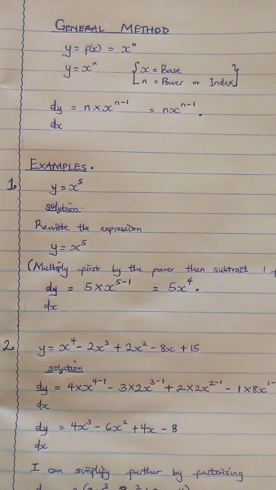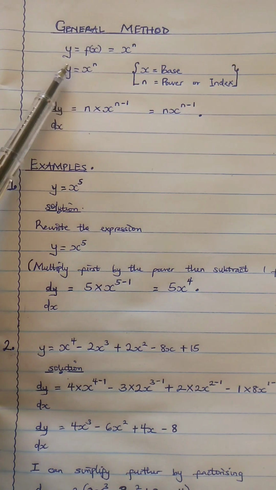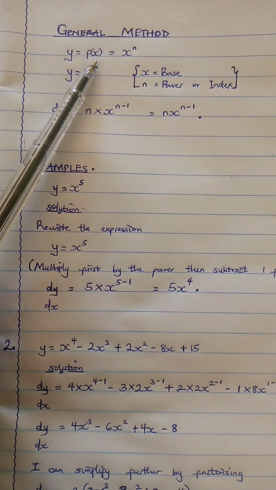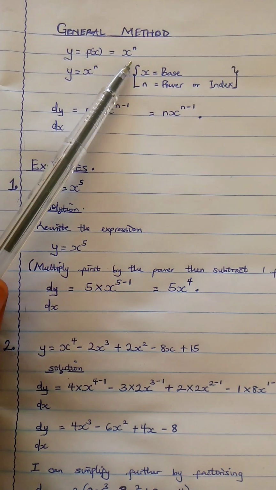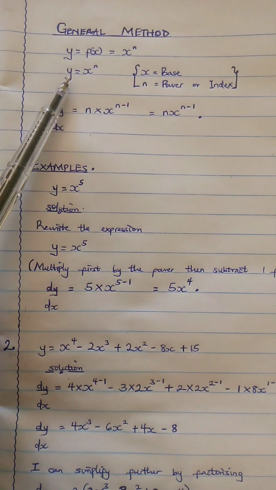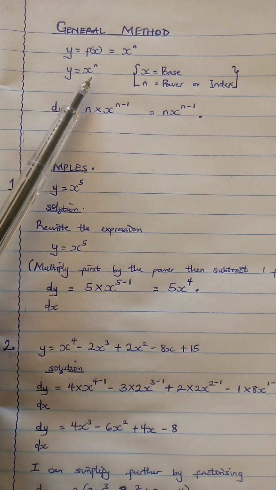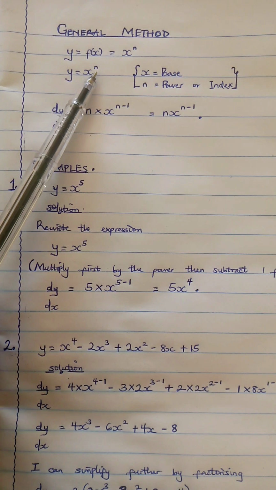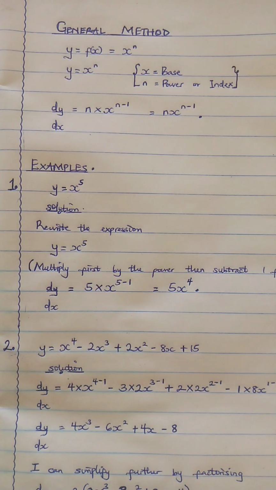Let's assume we are given a function y, expressed as a function of x, and it is giving us x raised to power n. So y equals x raised to power n. Don't forget, x here is the base, while n here is the power or index.